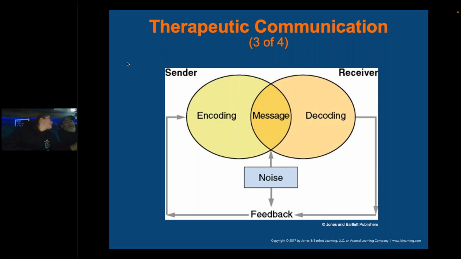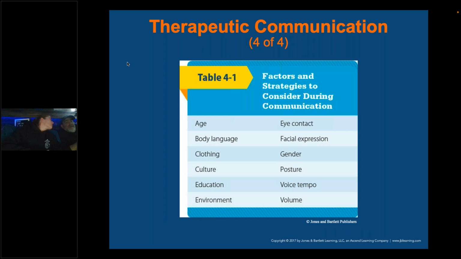And here's just more of a diagram of how this works. So some factors and strategies to consider during communication, obviously, is the age of the patient. If they're a 1-year-old, I don't expect you to have them communicating back and forth. But we can look at different body language and how the patient is actually acting. Are they acting appropriately? Type of clothing that they wear. What are they in for clothing at all? Looking at their different cultures, education, environment, voice tempo, posture, gender, volume, facial expressions, eye contact. Look at all those different things to consider during the communication process.